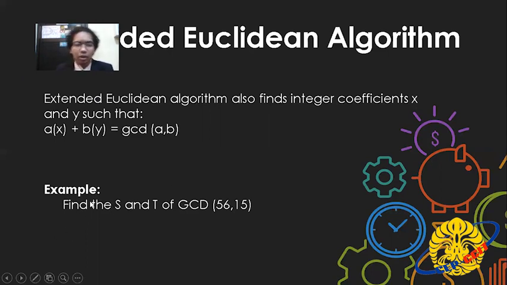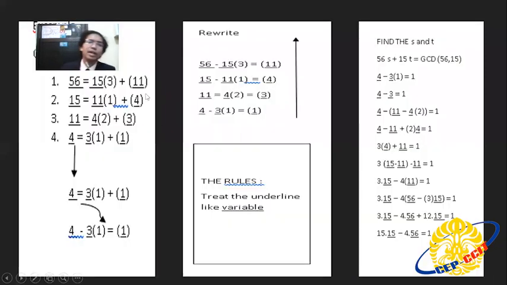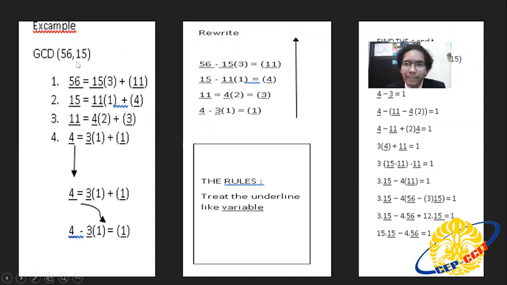Okay, a point b. So we have the example: s and t is 56 and 15. Now this is the example of working on it with formula. So we have 56 and 15. Now, what is the closest number to 56 that generates from 15? So we have 45. So 15 times 3 is equal to 45.